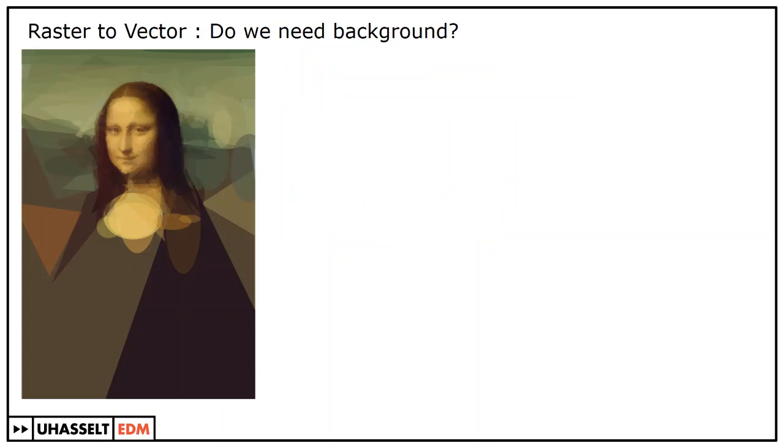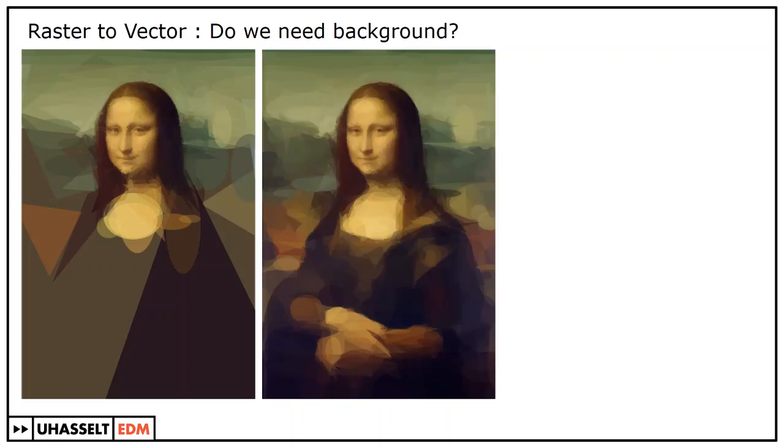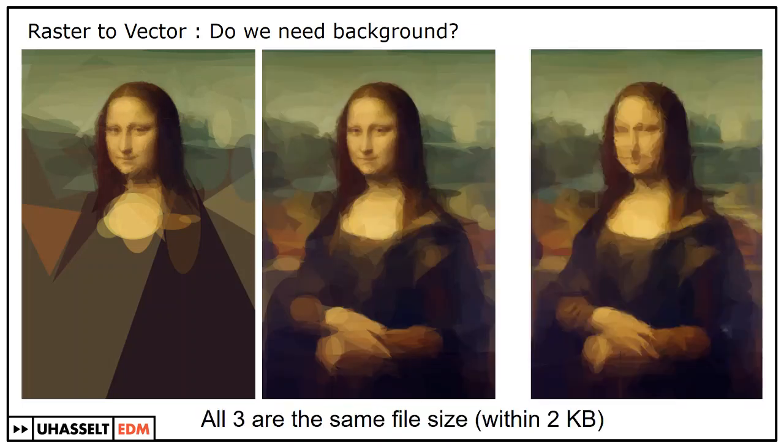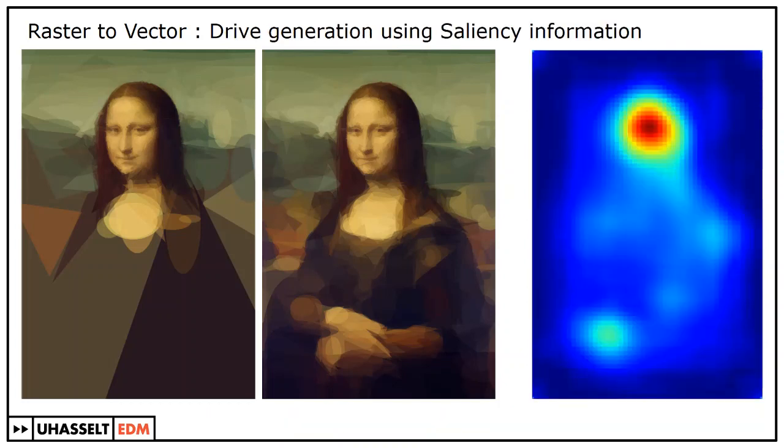For example, we might argue that this is a more agreeable image, or at least this one is a bit of an extreme version, but this one is a more agreeable and interesting image than the original high quality version that we had generated. Even though they take up about the same amount of file size, the more detailed versions are actually slightly smaller. Now how do we do this? We do this by incorporating saliency information.